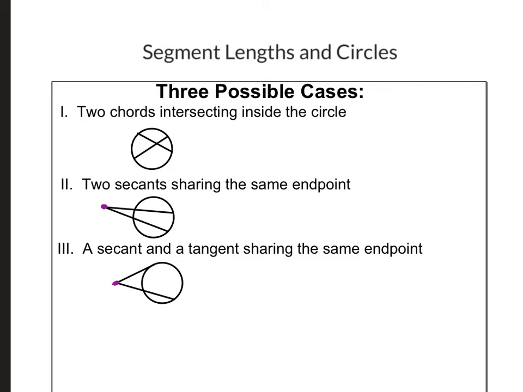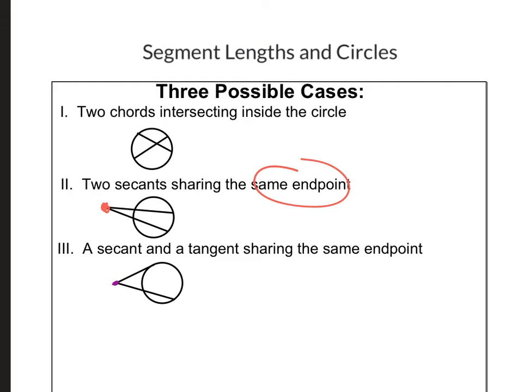The second possible case is two secants, and secants are lines that intersect the circle in 2 points, right? So we can see the one segment intersects the circle twice, and then the second segment. Now the key here is that these secants need to have the same endpoint. So you see they have an endpoint there.